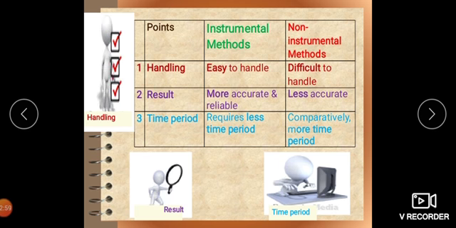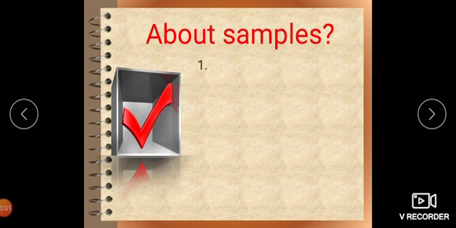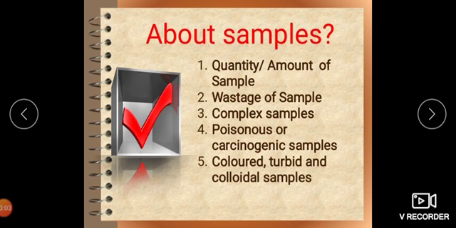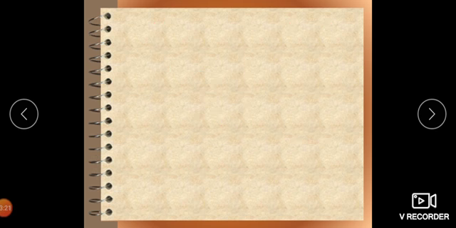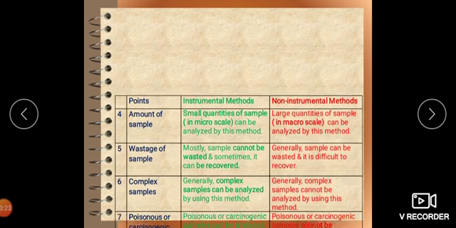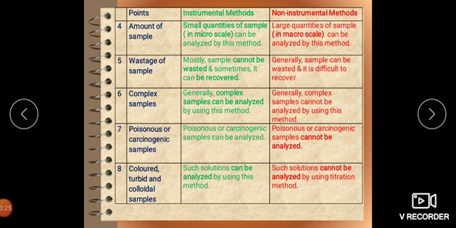So in case of handling, results and time period, these are the comparison points. Next one, about samples, meaning how much sample is required for analysis in both the methods, and what type of samples we can use for the analysis for both the methods. On the basis of these points we have to compare the two methods. Here it is, amount of sample required for analysis in both the methods.